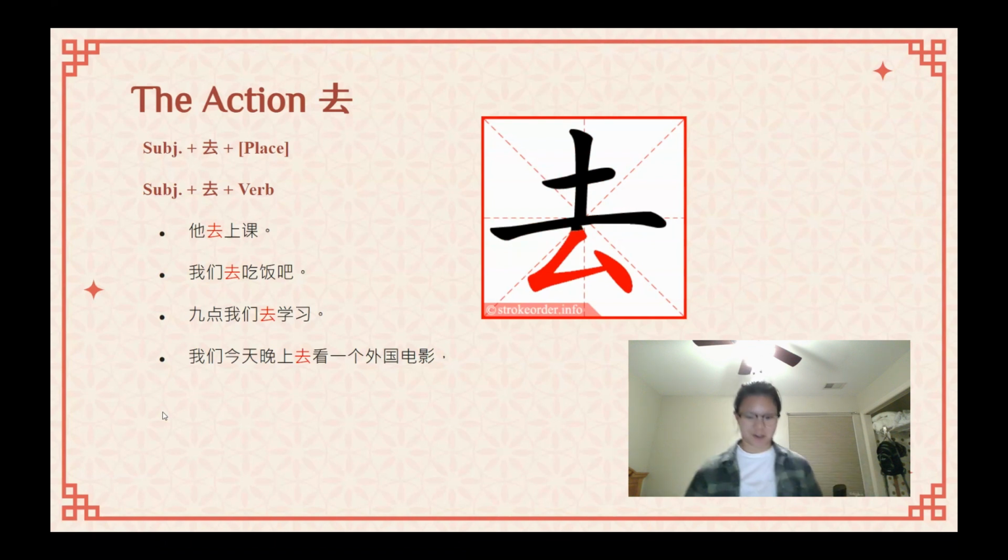我们今天晚上去看一个外国电影. That's a long sentence, right? So 我们今天 today we 晚上 at night 去 are going somewhere, the action going somewhere. 看一个, so you're going to go watch something. 外国电影, a foreign movie. So this is also a verb because you're watching. So 我们今天晚上去看一个外国电影. So still following that subject 去 verb sentence structure.